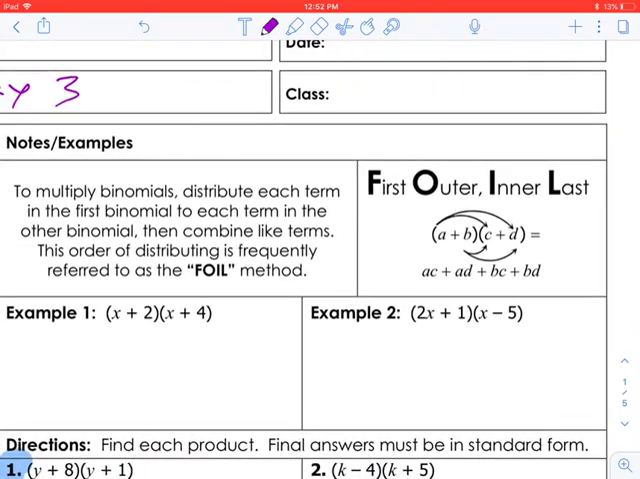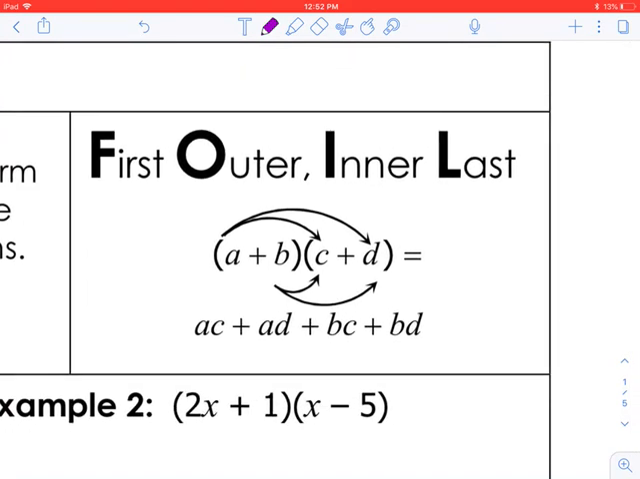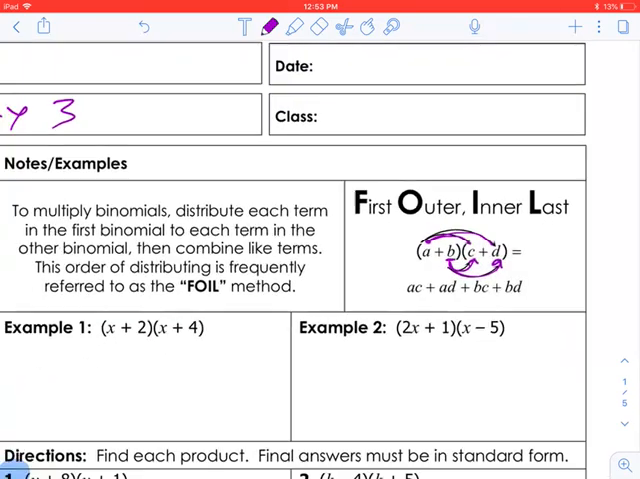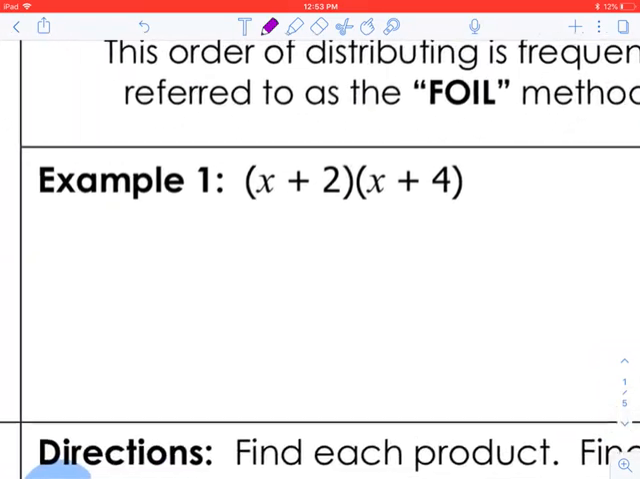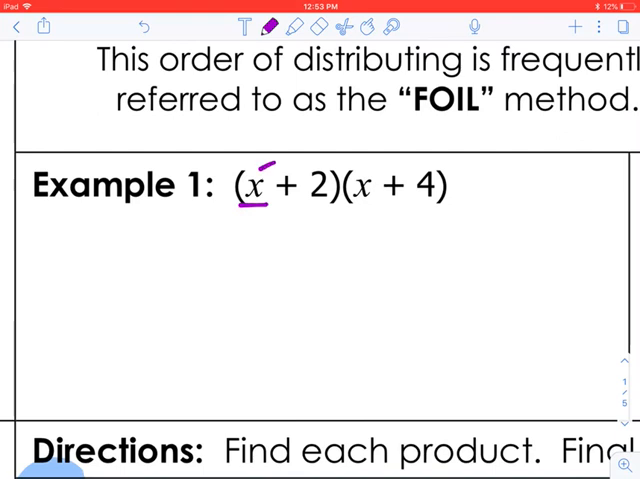And then something to keep in mind, I don't really usually call it FOIL, but I just say the first number times both numbers, and then the second number times both numbers. Okay, that's how FOILing works. If you have a binomial times a binomial, you need to make sure to multiply the first times both, the second times both. Okay, so for example, here I've got this first one multiplied by both of the other numbers.